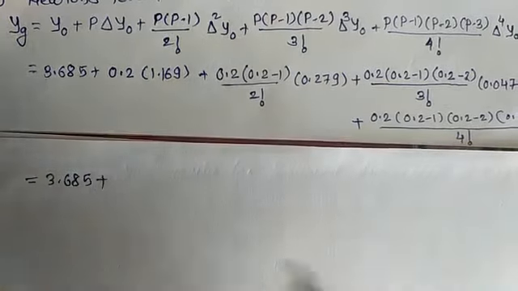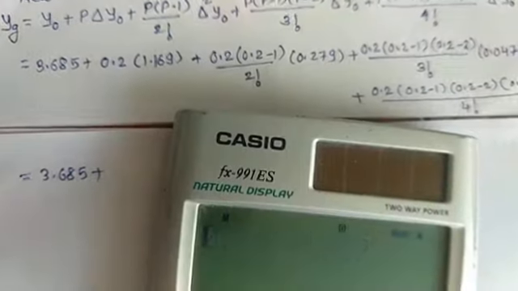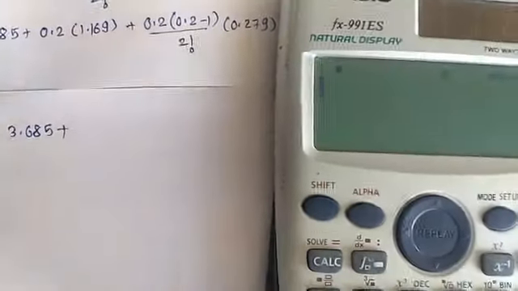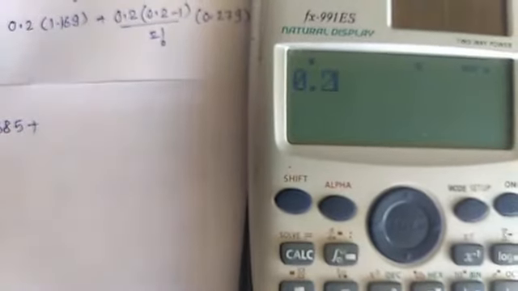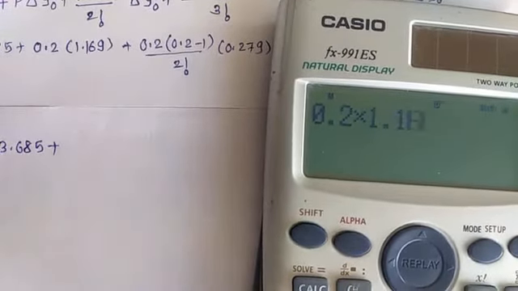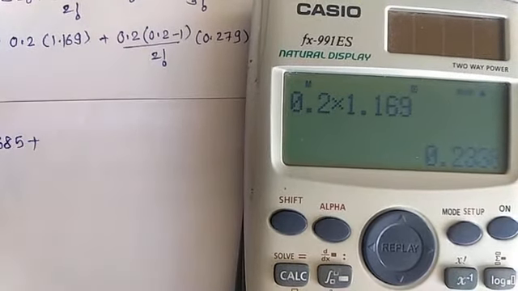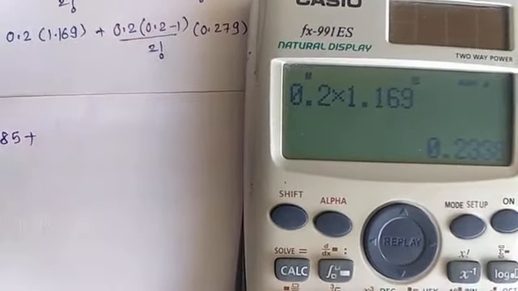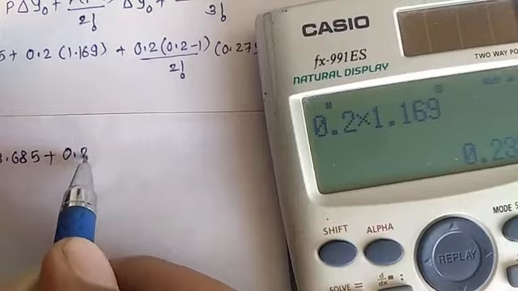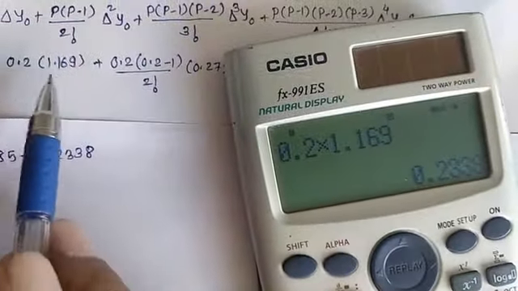Which is equal to 3.685 plus, now we will calculate this term, 0.2 into 1.169, which will equal 0.2338. So here we write 0.2338, which is the first value of this calculation.